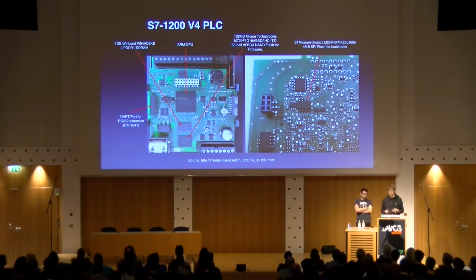And then we have the flash chip on the top side as well, which is a bigger flash chip holding the firmware of the actual PLCs, which we will talk about a bit more in detail later. On the flip side, we have on the right picture the bottom side of the first layer PCB. And as we can see here, this is where the bootloader chip resides, which is an SPI flash chip of 4 megabytes holding the code of the Siemens PLC bootloader.